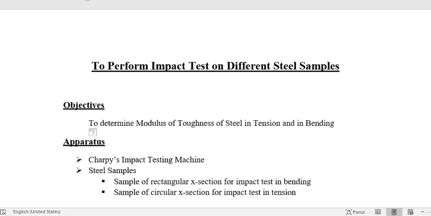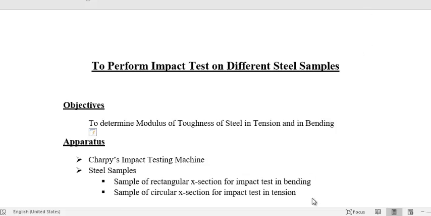The apparatus that we will be using for the experiment includes Charpy's impact testing machine. We have already seen Charpy's impact testing machine when we discussed the layout of the mechanics of materials lab. This machine mainly consists of a hammer whose one end is free and the other end is pivoted, so the hammer can rotate in the vertical plane. We have a lever with the help of which we give a certain elevation to the hammer and then release it so that it can freely rotate in a vertical plane.